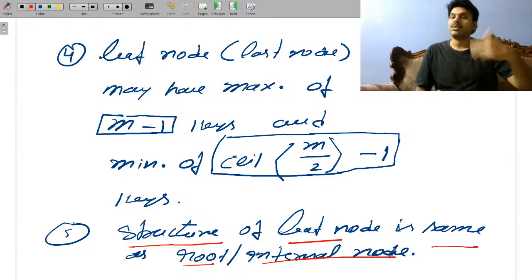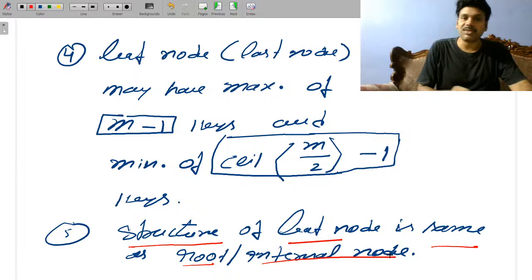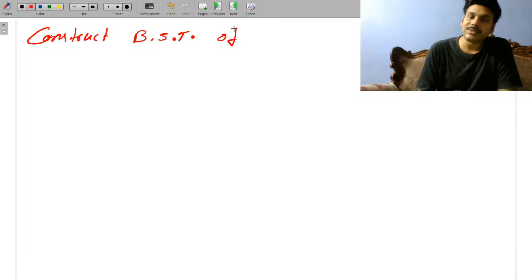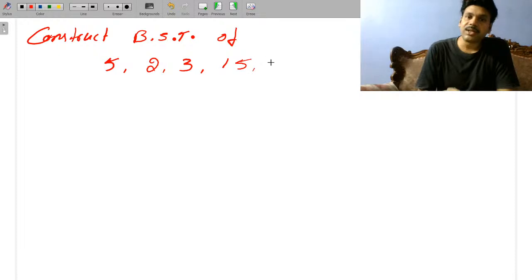Okay, now I am giving you a diagram representation. Please observe carefully. I am saying construct a binary search tree of 5, 2, 3, 15, 20, 25, 1.